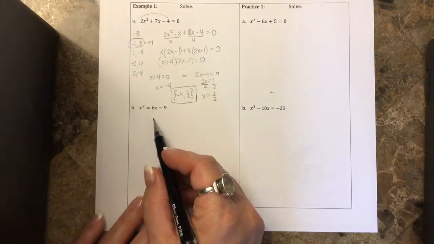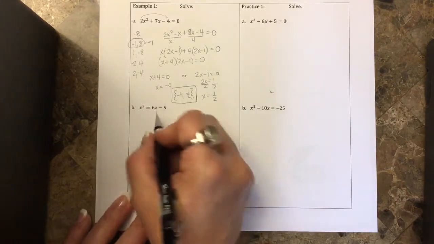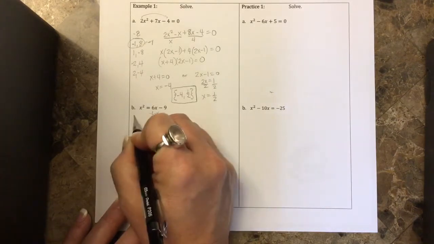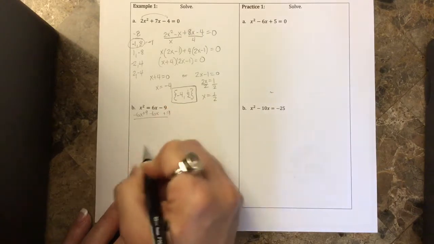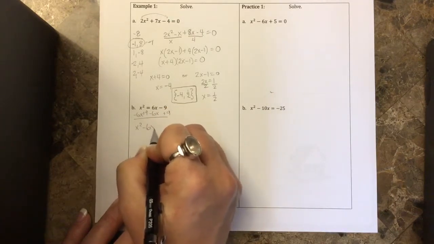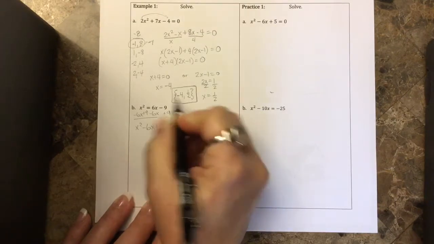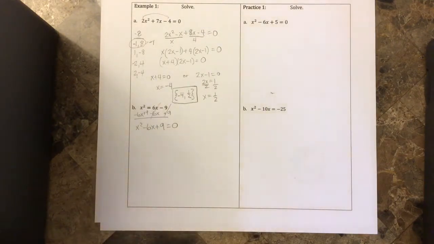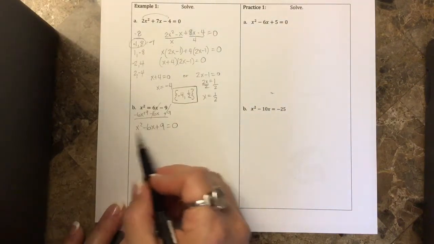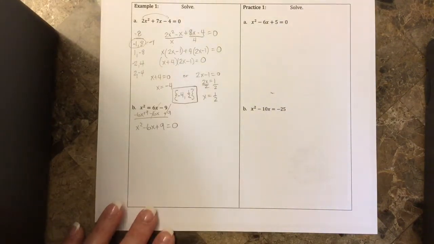Now this example isn't equal to 0, so I've got to rearrange it. I've got to subtract 6x from both sides, and I need to add 9 to both sides. Okay, so I get x squared minus 6x plus 9, and then this becomes 0 because those cancel out to be 0. All right, so now there's no greatest common factor. There's nothing I can factor out of all three.